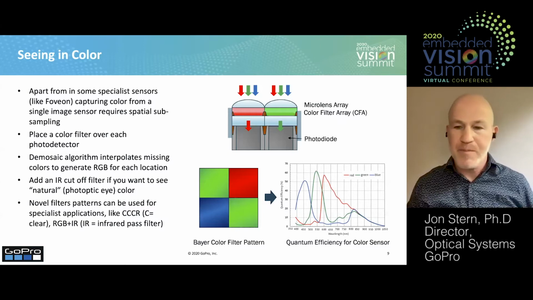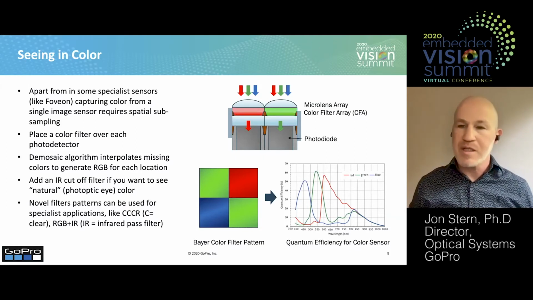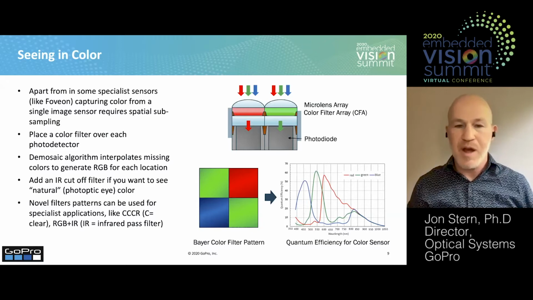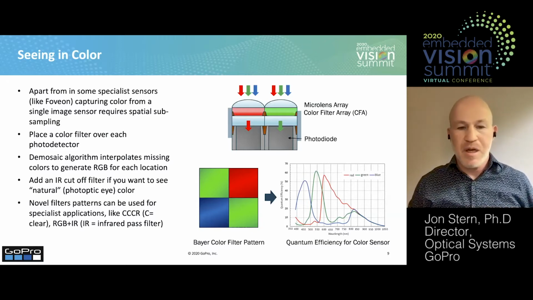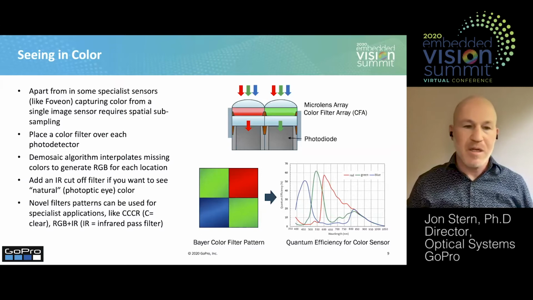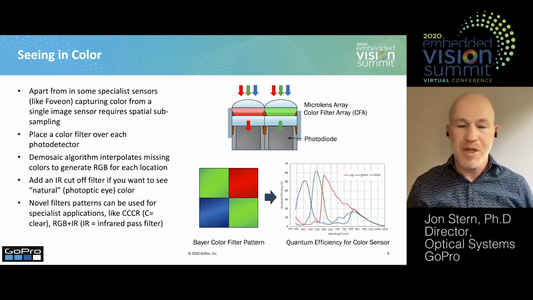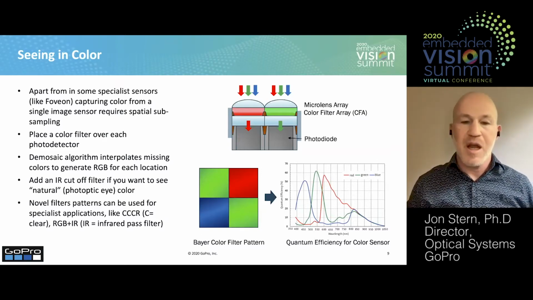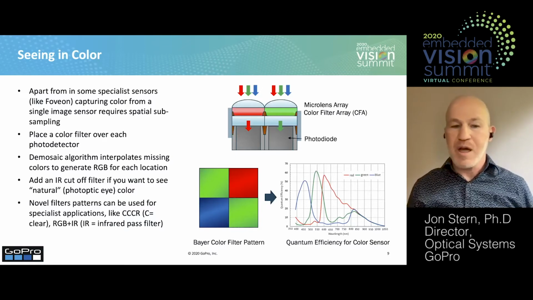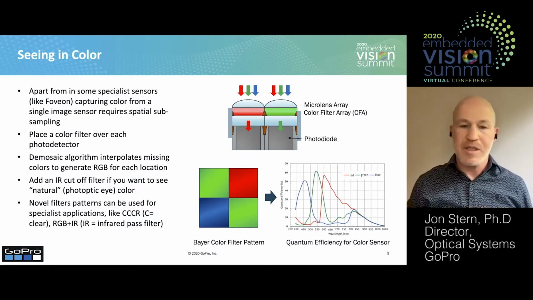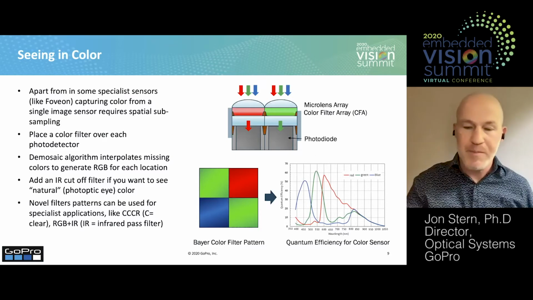So having this spatially subsampled representation of color, we then have to use a demosaic algorithm, which interpolates the missing colors to generate a red, green, blue value for each location. In addition to the Bayer color filter pattern, there are a lot of novel color filter patterns that can be used for specialist applications, like clear, clear, clear, red, which is quite common for automotive, red, green, blue plus IR, where the IR in this case is an infrared pass filter.